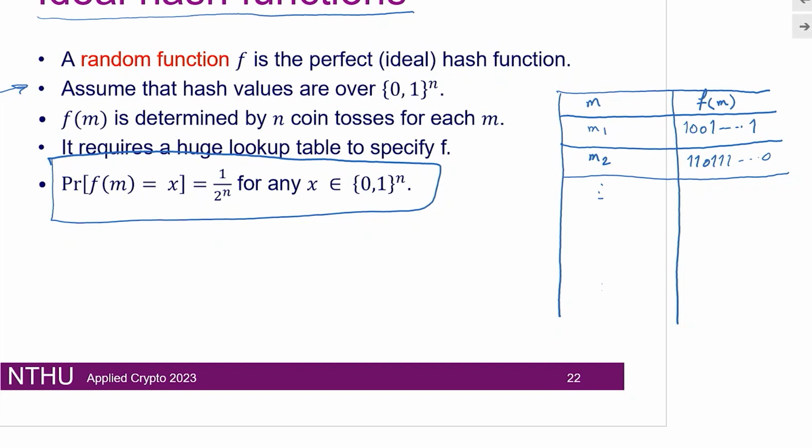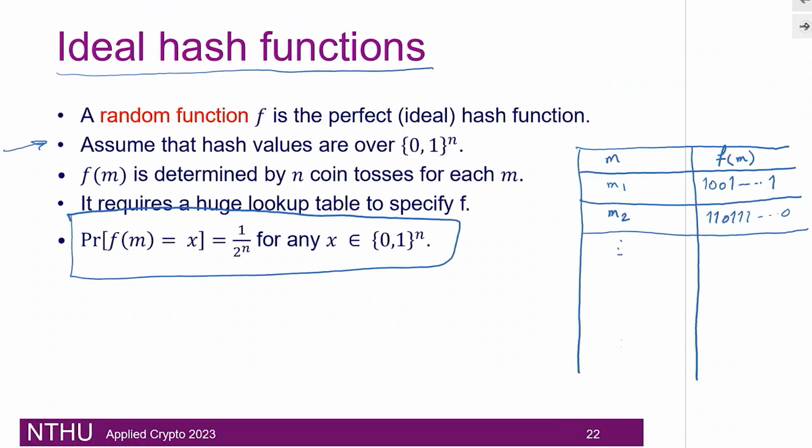But I think now you know that the difference with practical hash functions is that in practical hash functions, it's not guaranteed that the probability of the outputs is uniform, right? So in short, that is the only difference that you want to remember.